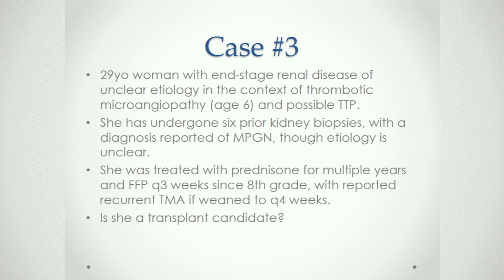TTP was then added to her diagnoses a few years later when she was in her teens, and she had undergone 6 biopsies locally over that period of her time. Diagnosis, according to the paperwork, said MPGN, though the etiology for this was unclear, and she had been treated multiple times without effect with prednisone, and the team had chosen to continue on FFP every 3 weeks since 8th grade. So this was now many, many years. And they reported that if the frequency of the FFP was decreased to 4 weeks, that she would develop signs of recurrent TMA. So the question that was asked to us is, is she a candidate for transplant?